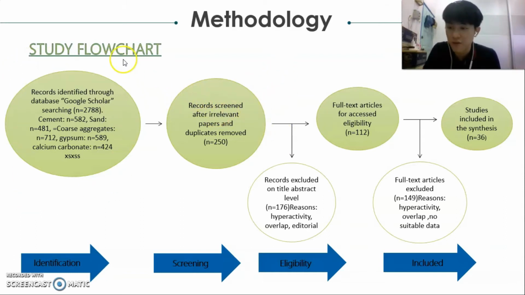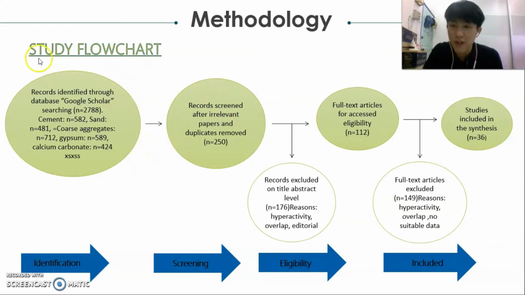So we look at the first process of our methodology, which is identification. Our research topic is choosing a suitable material, either sand, gypsum powder, or calcium carbonate, to mix with the common concrete mixture for brick, and we will get the best overall bricks from these materials. The keywords are cement, sand, coarse aggregate, gypsum, and calcium carbonate. The total number of records identified through Google Scholar searching is 2,788. The number for cement is 582, sand is 481, coarse aggregate is 712, gypsum is 589, and calcium carbonate is 424.